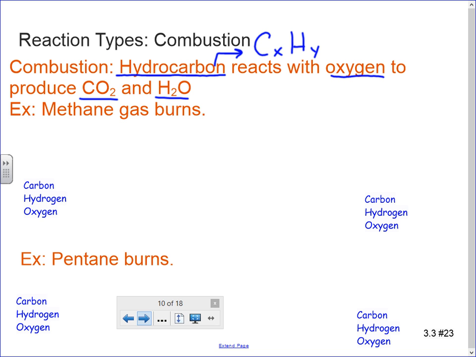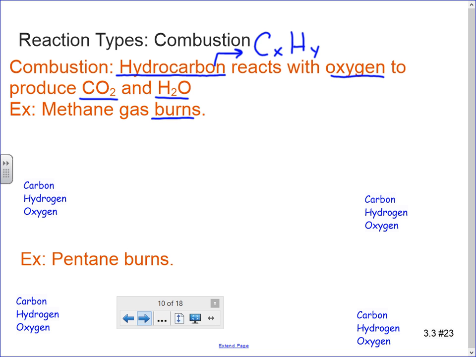So in a combustion reaction, a substance that has carbon and hydrogen will react always with oxygen. And you will always produce CO2 and water. So you don't have to guess what the products are here. It will always be these substances. So when we write a combustion reaction sentence, there's very little words that are actually going to show up.